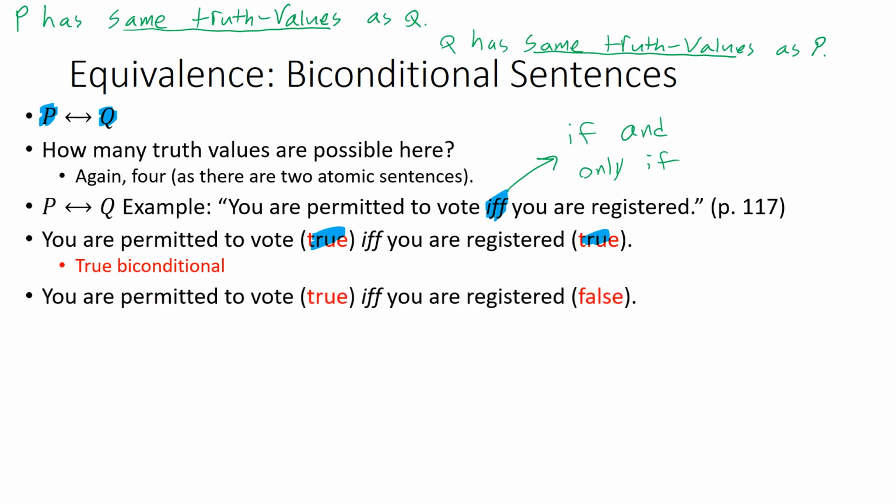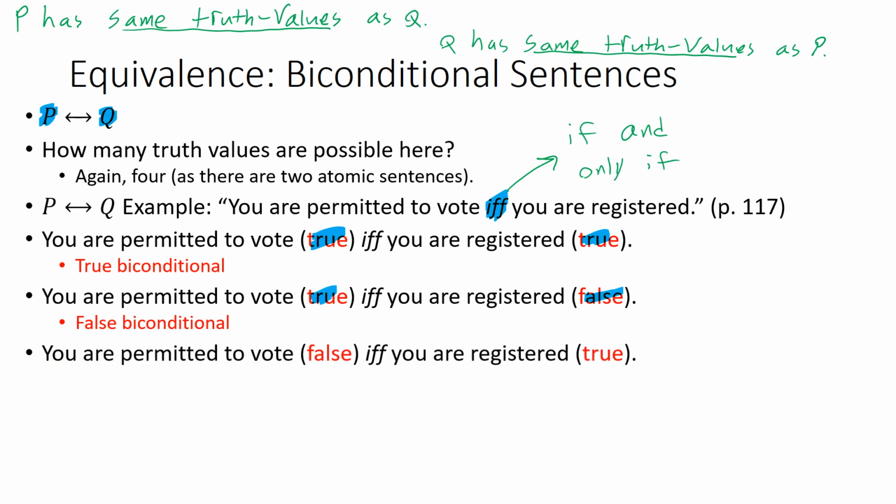How about this? You're permitted to vote. True. If and only if you're registered. False. Clearly we have a false biconditional because they don't have the same values. You're permitted to vote. False. If and only if you're registered. True. Once again, we have something that's false.